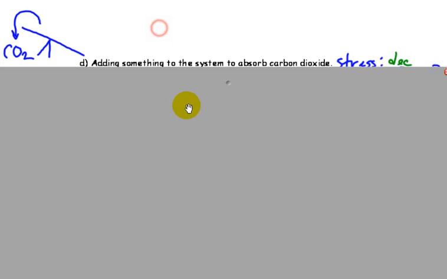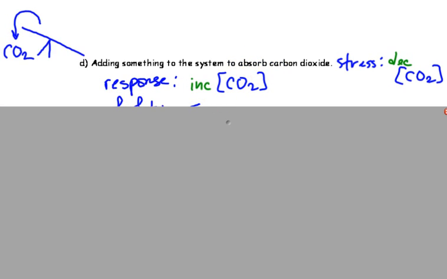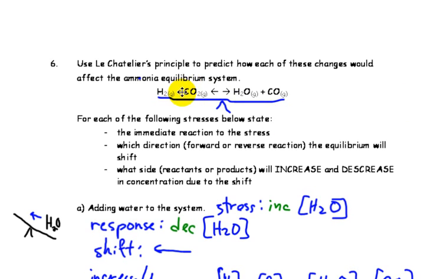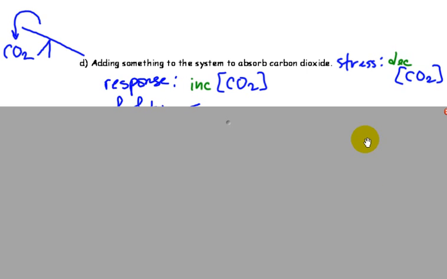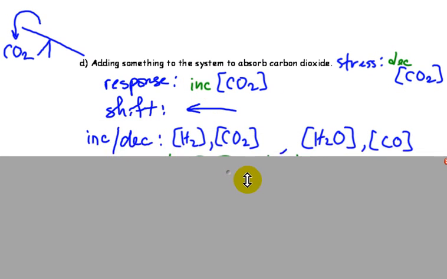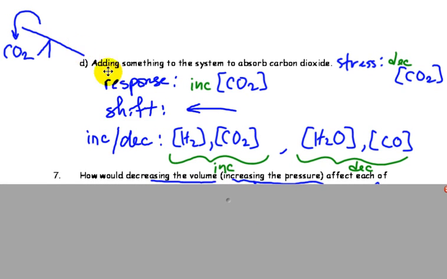Lastly, if I have something that's using up carbon dioxide, it's the same thing as removing carbon dioxide. So it's going to be on the left-hand side. If the stress is decreasing CO2, the response is to increase it again, and I do that by shifting things to the left. So everything that's on the left-hand side, hydrogen and carbon dioxide, will increase in amount. Everything that's on the right-hand side will be decreased.